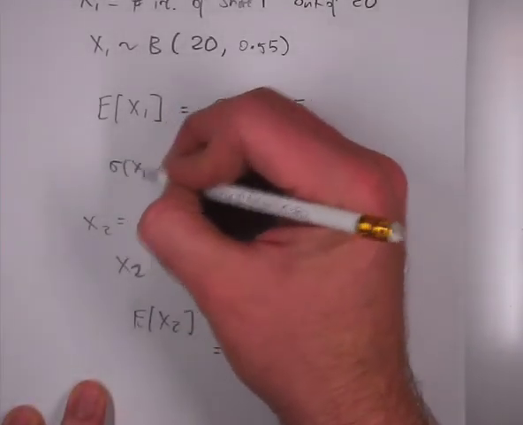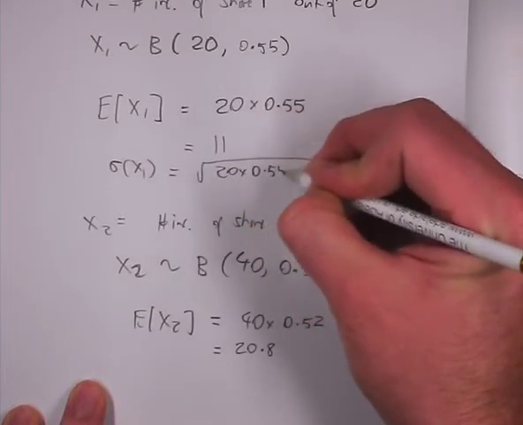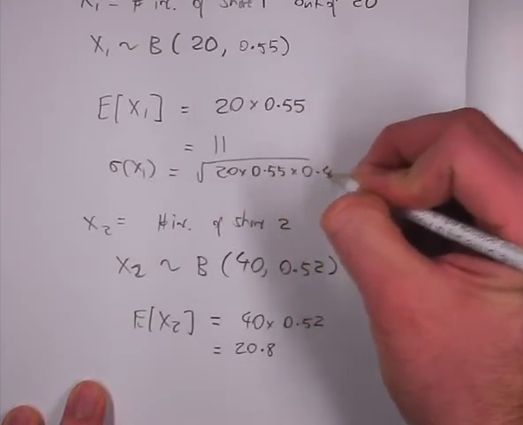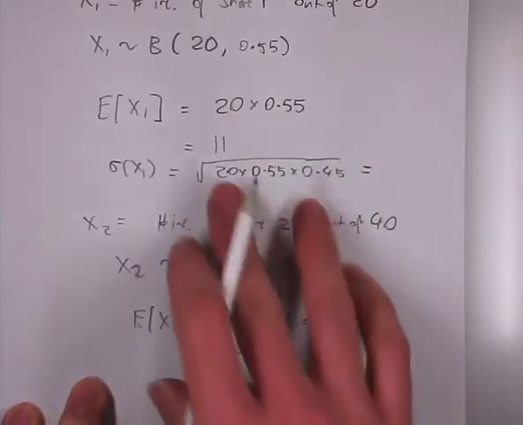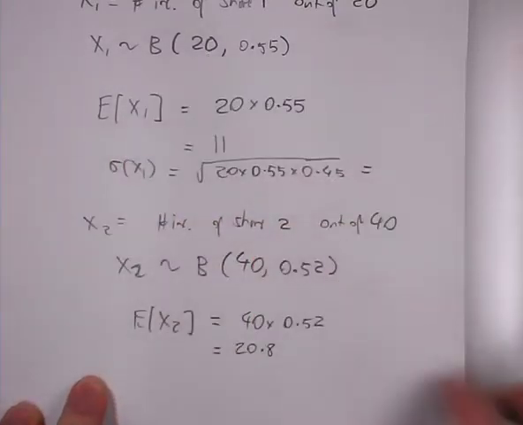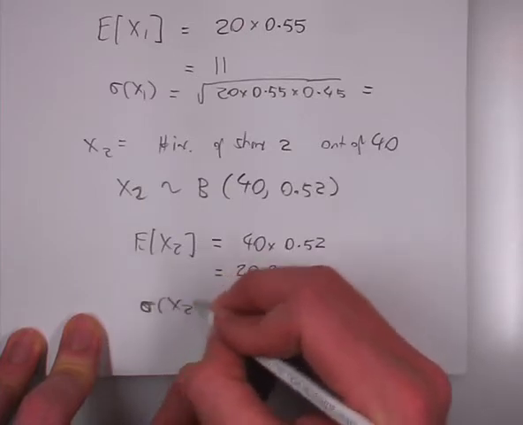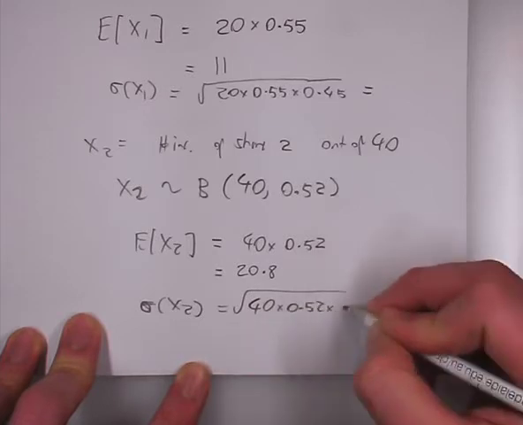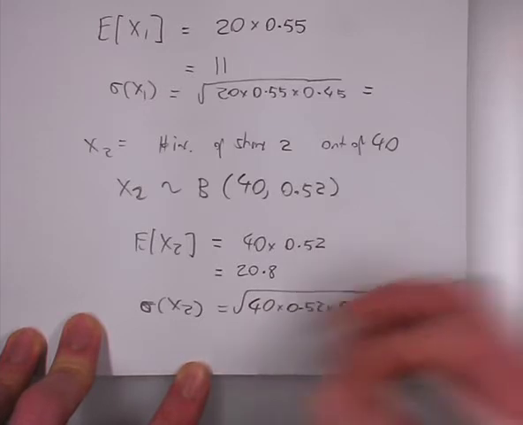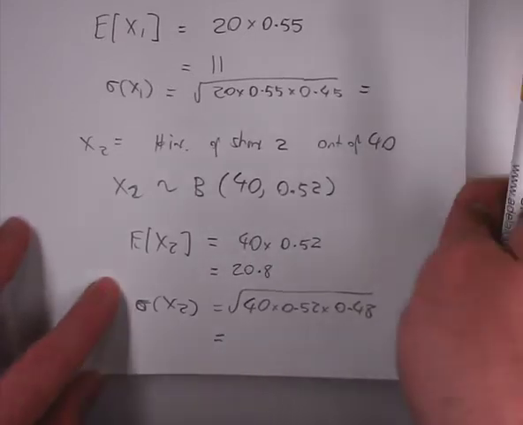So the sigma for X1 would be the root of np times the other probability, because that's how it works for a binomial distribution, npq. And the standard deviation for X2 would be the root of npq as well. It might be useful to know that because we're going to need it for the next bit. Someone tell me what those numbers are.